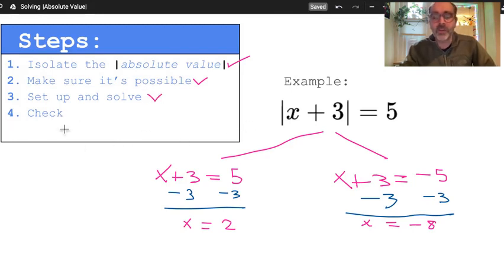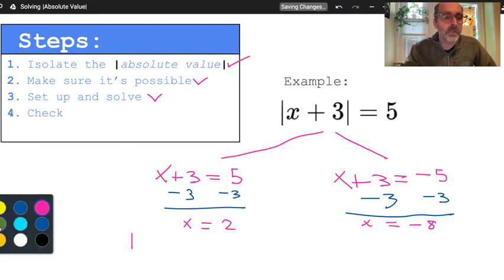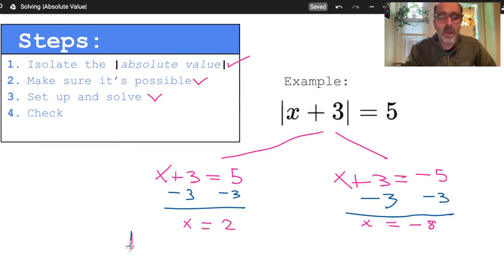Let's check our work. Let's make sure that it works. So I'm going to plug x back into the absolute value and make sure that this is actually a true statement. I'm going to do the same thing with negative 8. Let's start with 2. I think I could do it right here. So let me put in, I know x is 2. Let me use a different color here. All right, so I'll do the absolute value of 2 plus 3.